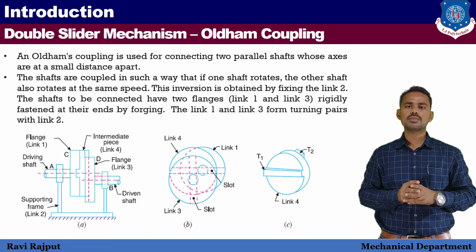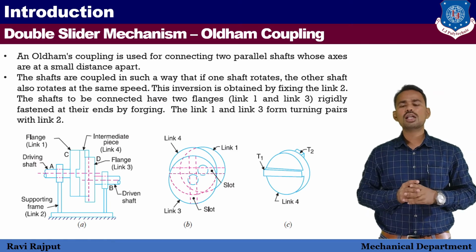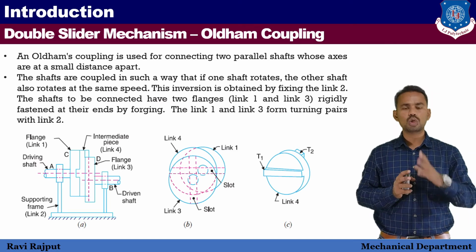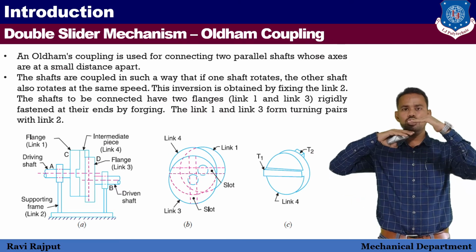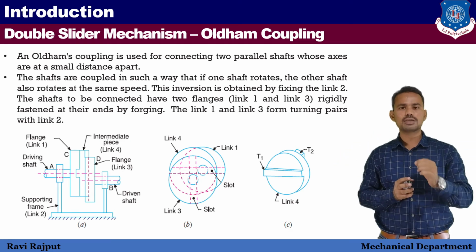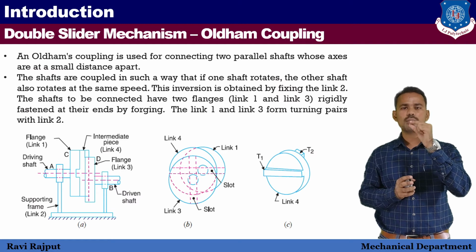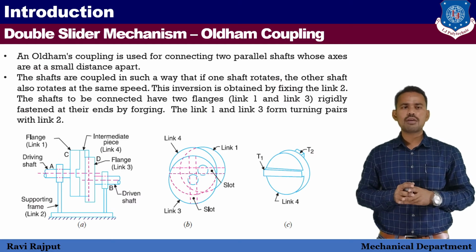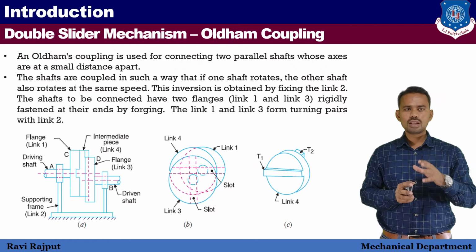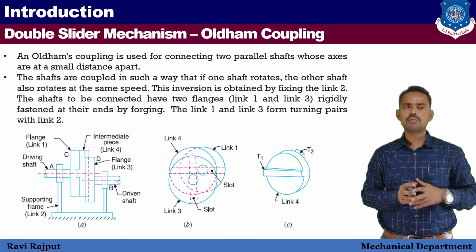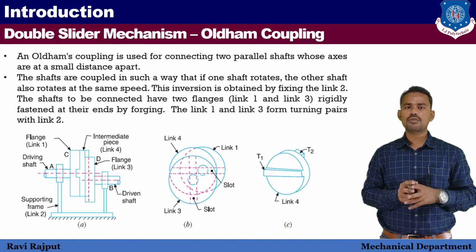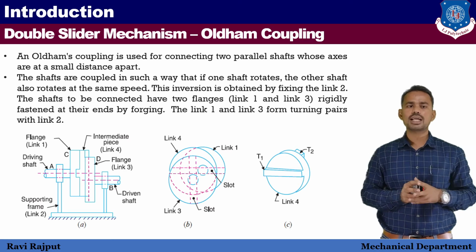Piston rod and slider have a sliding pair, and the remaining 2 pairs will be turning pairs. So the next double slider crank chain mechanism is the Oldham coupling. Basically the Oldham coupling is used for connecting 2 parallel shafts which have an offset between them. Means these kinds of shafts. Both the shafts must be parallel to each other, but they must have some offset between them. These shafts are coupled in such a way that when one shaft rotates, the other shaft also rotates at the same speed.